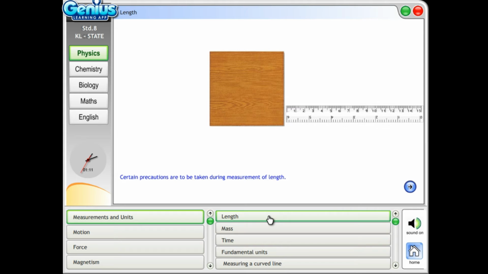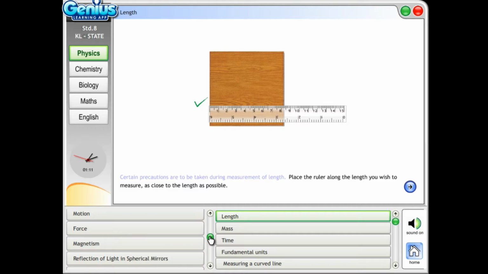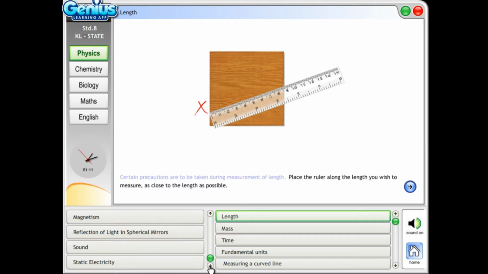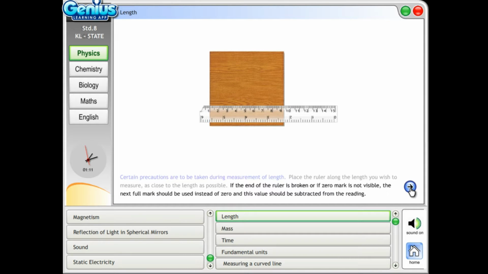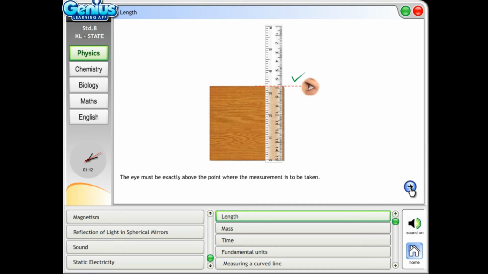For correct measurement of length, certain precautions are to be taken during measurement of length. Place the ruler along the length you wish to measure, as close to the length as possible. If the end of the ruler is broken or if the 0 mark is not visible, the next full mark should be used instead of 0, and this value should be subtracted from the reading. The eye must be exactly above the point where the measurement is to be taken.